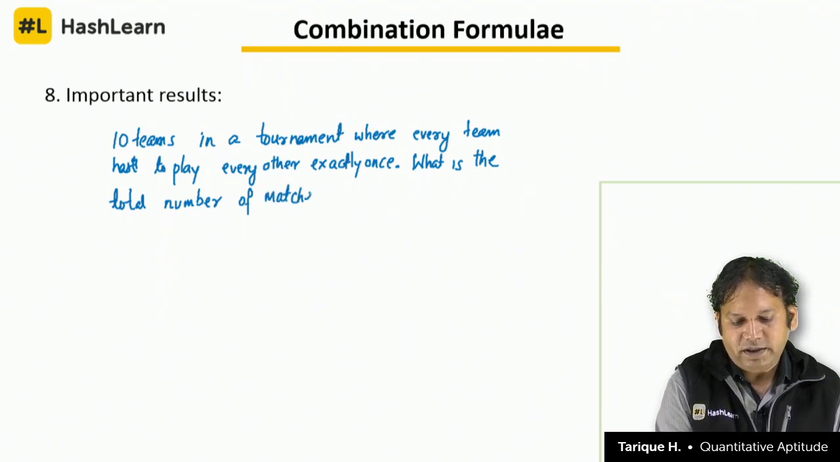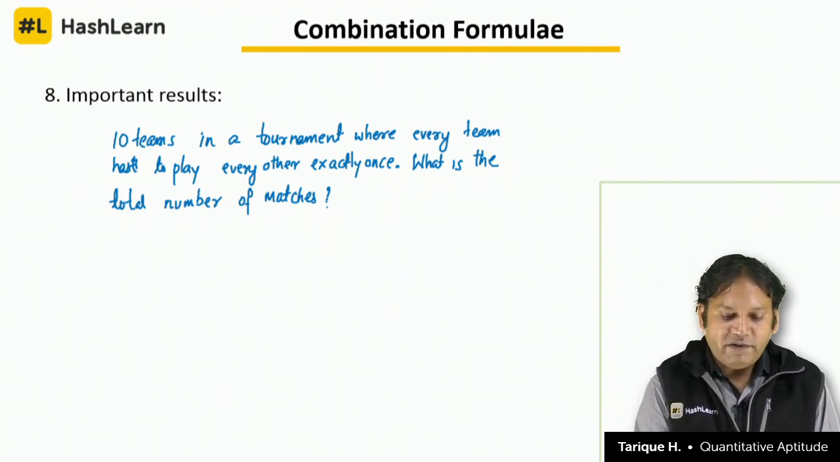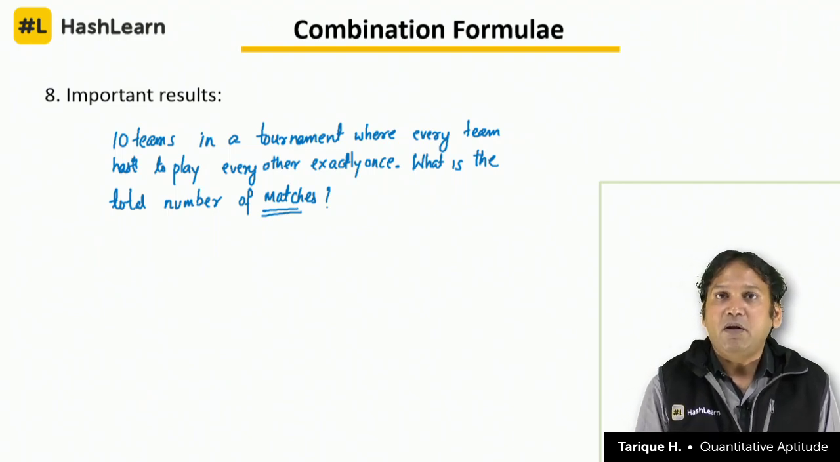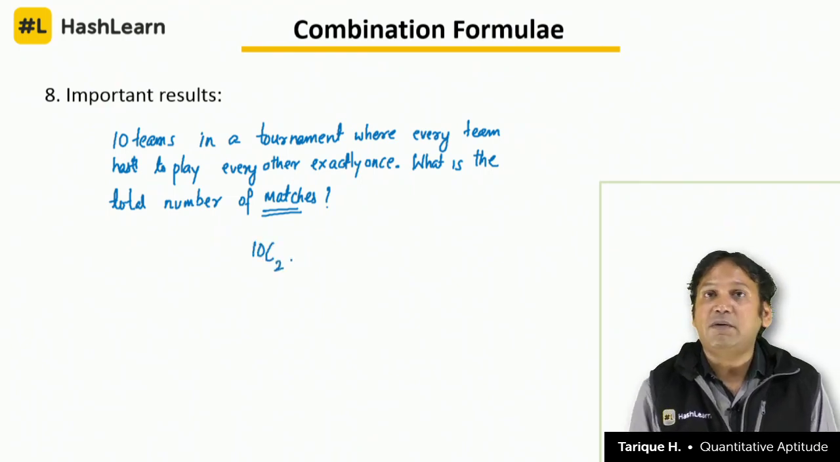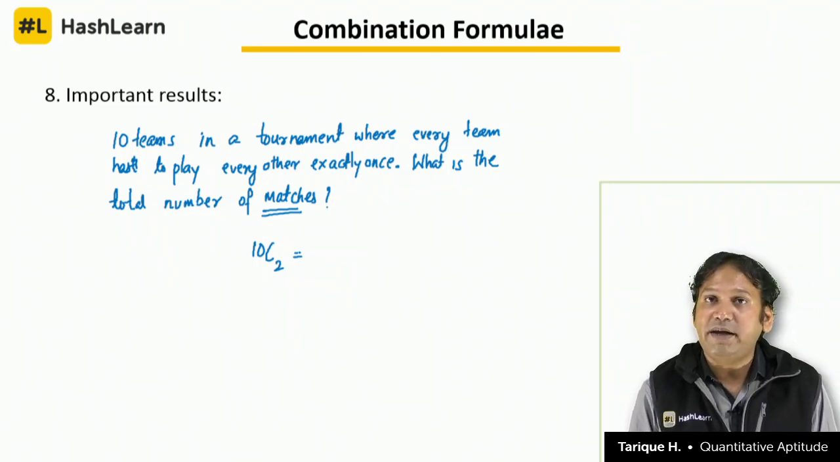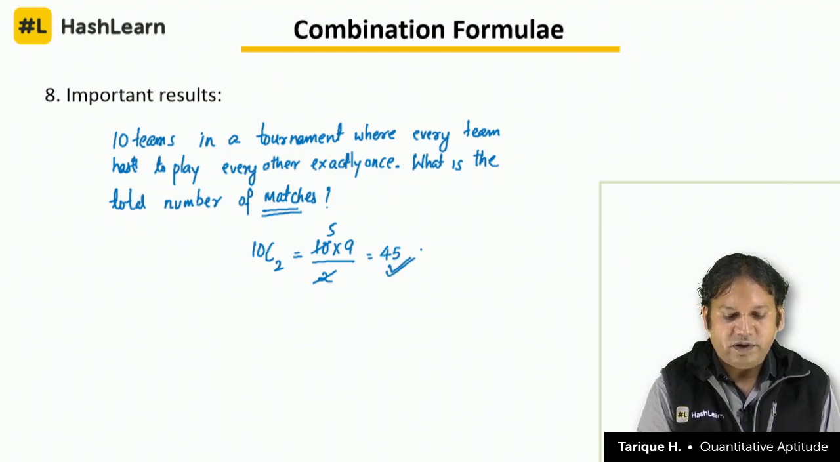So every team has to play with every other team exactly once. So whenever we have a match, we have to have 2 teams. Now from 10 teams, 2 teams can be selected in how many ways? 10C2. So number of matches will be equal to 10C2, and nC2 is equal to n into n minus 1 by 2, that is 10 into 10 minus 1, 9 by 2, and that is equal to 45. What is the answer? 45.